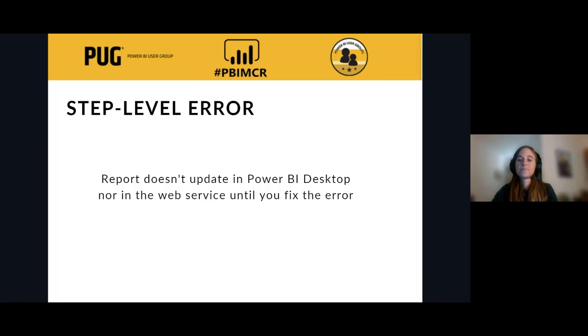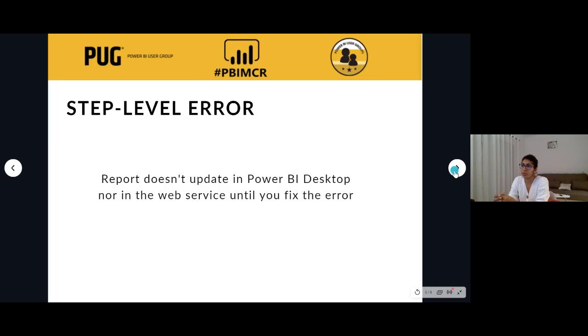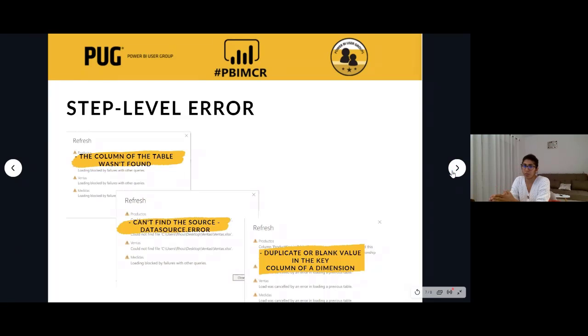Okay, and in the second part, I will talk about the step level errors. In that case, until you fix the error, you won't be able to update the Power BI report. Even in Power BI service, you won't be able to refresh your report if you don't fix this kind of error. So in the demo, I will show these three errors: when the column in the table is not found, when the data source is not found, and when there is a duplicate or a blank value in the key column that is used as a dimension.